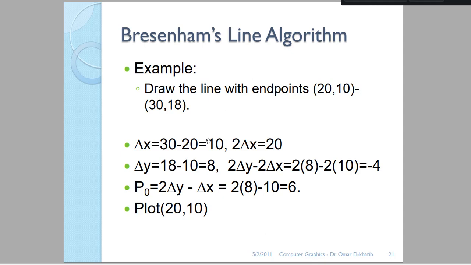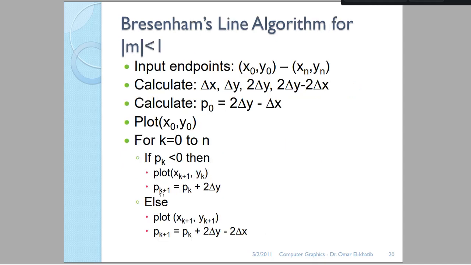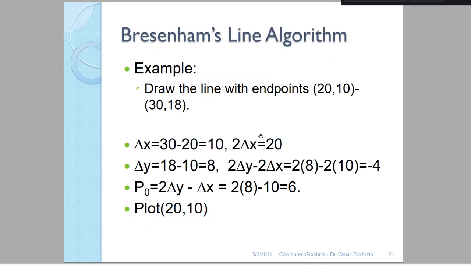So we find delta x, which is x2 minus x1, 30 minus 20. Delta x is 10, so 2 delta x is 2 multiplied by 10, which is 20. Delta y is y2 minus y1. Y2 is 18, y1 is 10, so 18 minus 10 is equal to 8. This is delta y, and 2 delta y minus 2 delta x, which we need in the equation, we will find to be minus 4. And then we start with p0. So p0 is equal to 2 delta y minus delta x, and we will find this value to be 6.